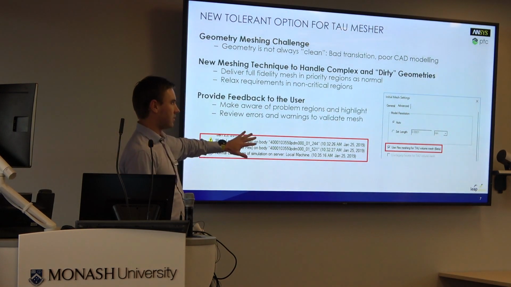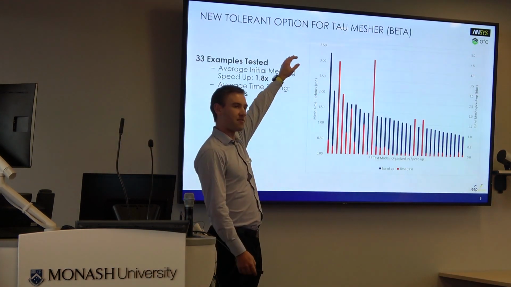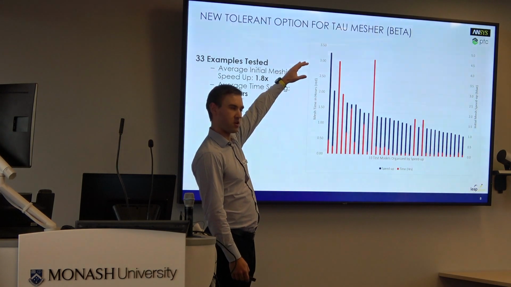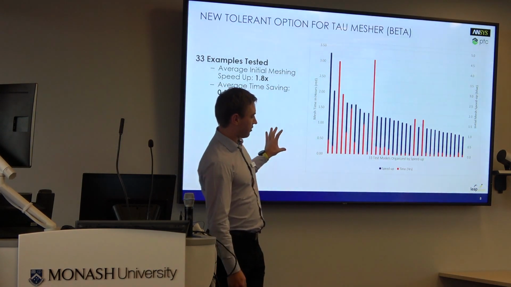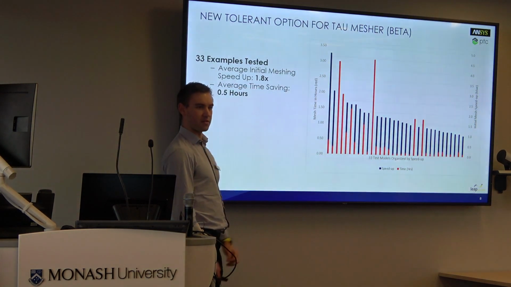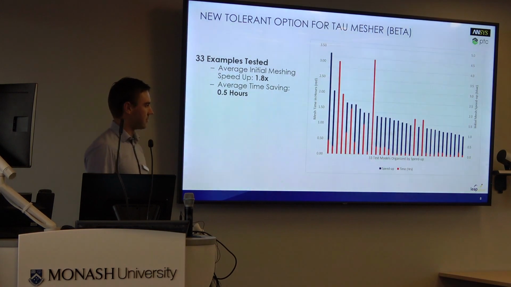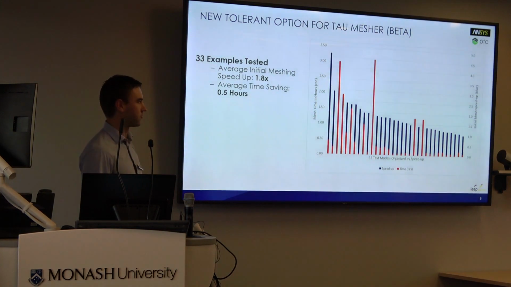We've done projects where it's been a 5-hour initial mesh generation. Now it takes about 20 minutes. This is all the 33 test models from ANSYS, and all of them are roughly twice as fast or a little bit more. So this is a fairly enormous saving in terms of not only workflow, but also the solve time.